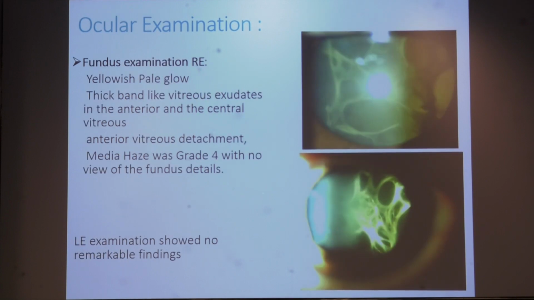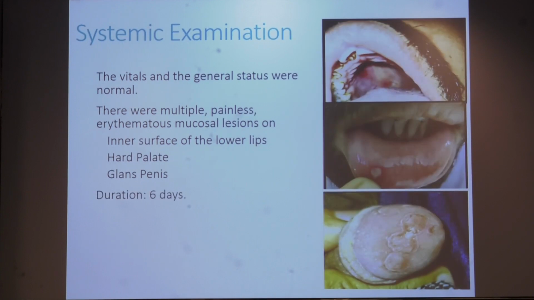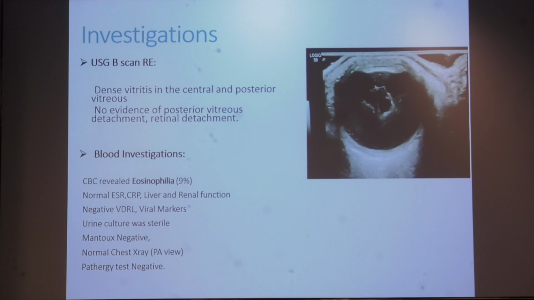On fundus examination, there is a pale yellowish glow of the fundus. These are the vitreous bands which were found in the anterior and the mid-vitreous. There was grade 4 media haze with no view of the fundus details. The optic disc and blood vessels were not visible. The left eye had normal findings. On systemic examination, there were multiple painless ulcers present on the hard palate, the inner surface of the lips and the glans penis. These were present since last 6 days.